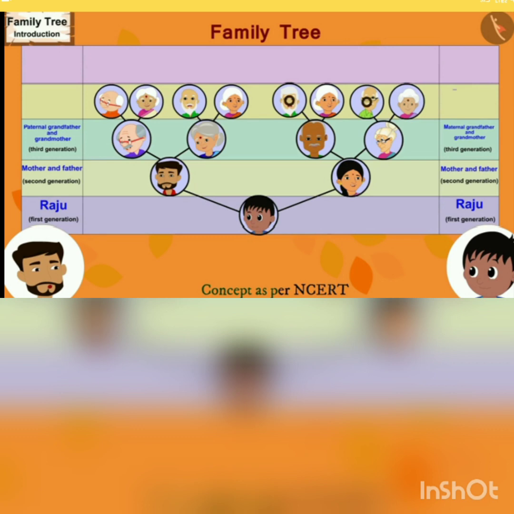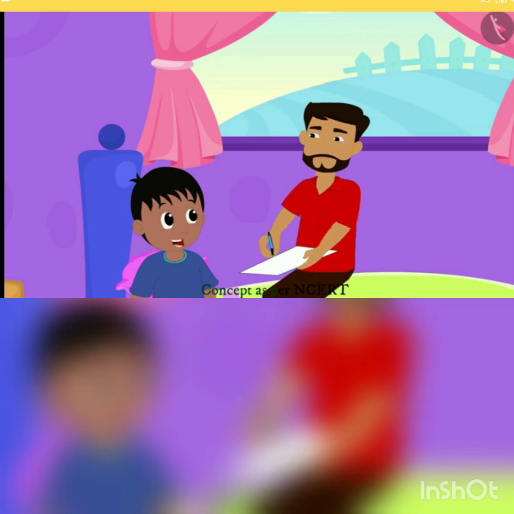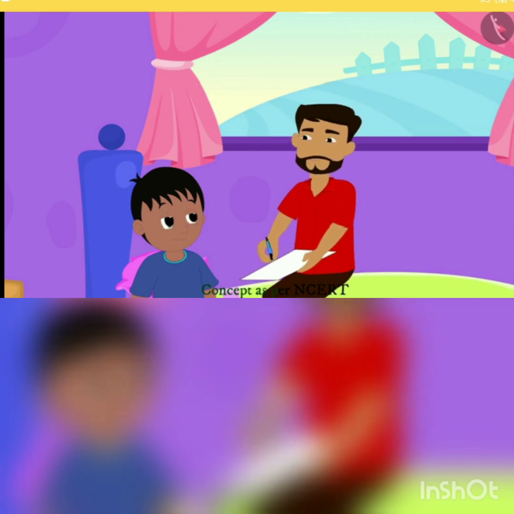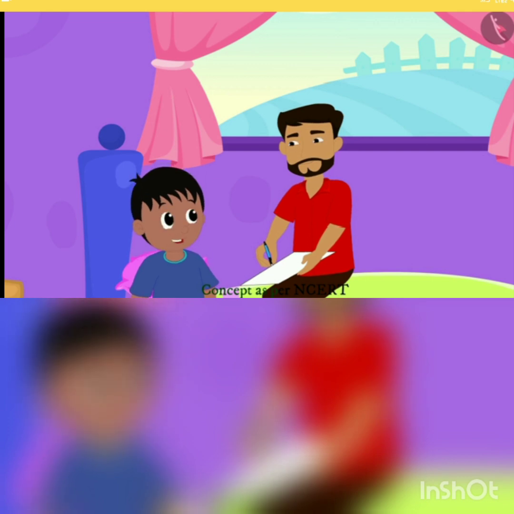These are your maternal great-grandfather and great-grandmother, and these are your paternal great-grandfather and great-grandmother. This is our 4th generation. Oh wow! Now we have added all the people to this family tree, right, Father? No, Raju, there is yet another generation to be added. My maternal grandfather's grandparents and grandmother's grandparents and paternal grandfather's grandparents and grandmother's grandparents' names have to be added.